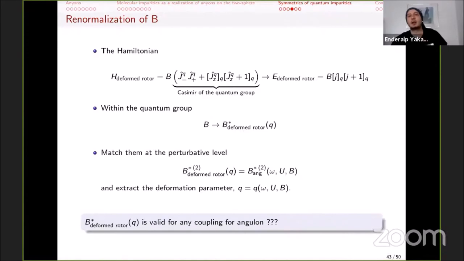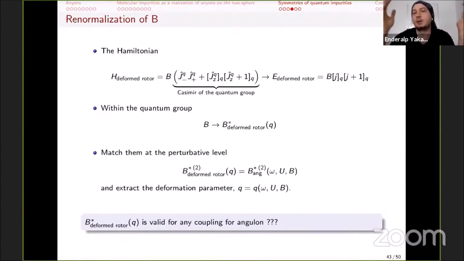So here is the idea. For the moment, let us assume that this deformation parameter is small. So let's say one plus epsilon, and I can expand up to any order in epsilon. And also from the impurity problem, let us assume that the interaction between the molecules and the bath is not so strong, it is weak.